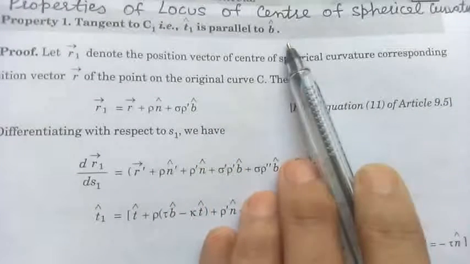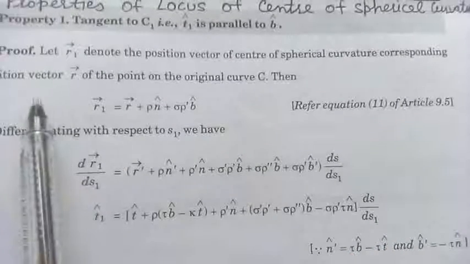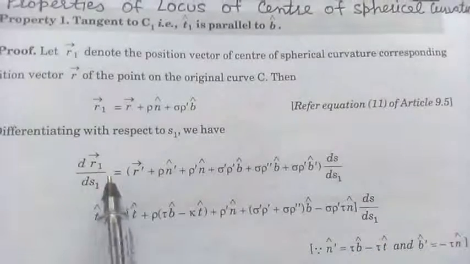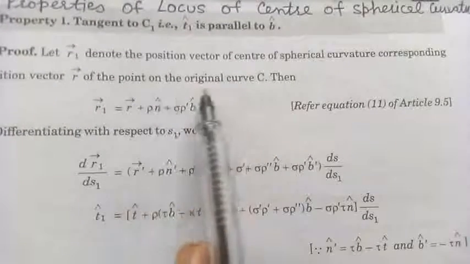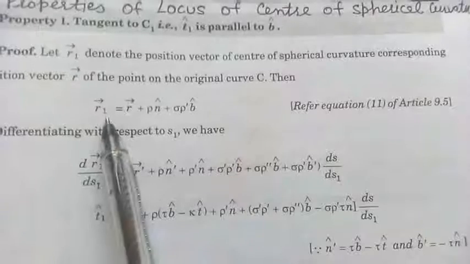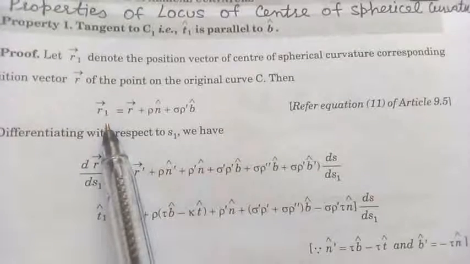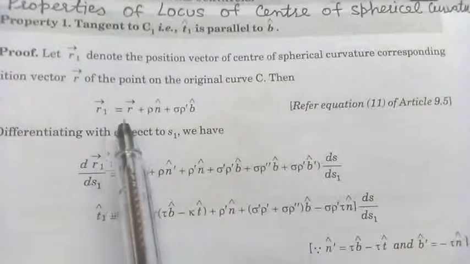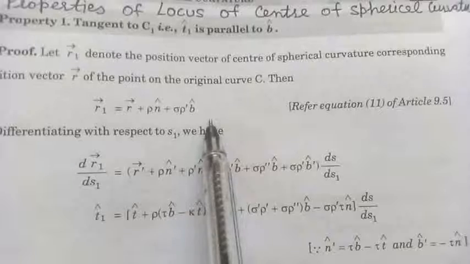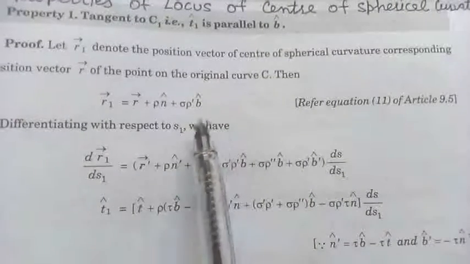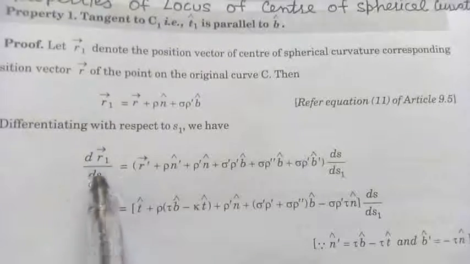In order to prove that T1 cap is parallel to B cap, let us write the position vector of the center of spherical curvature corresponding to the position vector R of the point on the original curve. Yesterday we derived the position vector of the center of spherical curvature, and it is given by vector R1 equal to vector R plus rho into n cap plus sigma rho dash into b cap. Now differentiating with respect to s1, the derivative of vector R1 is dR1 by ds1.